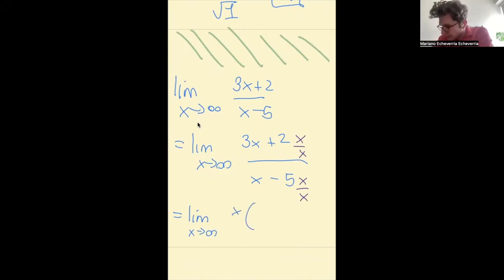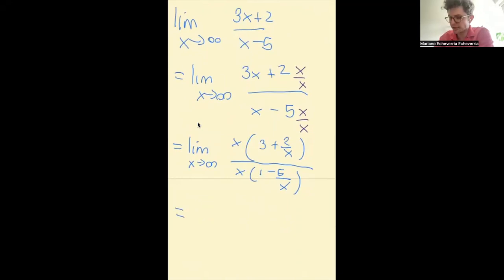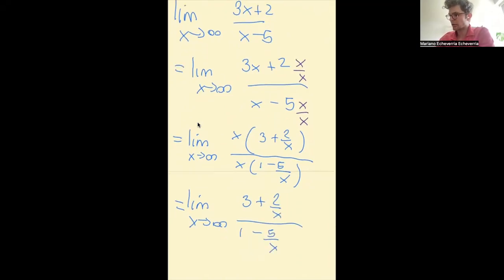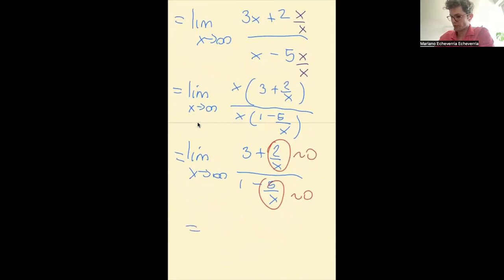You get an x, so you get 3 plus 2 over x, divided by x times 1 minus 5 over x. So the x's cancel. And again, hopefully it is more clear that this is like 0, and this is like 0 as x goes to infinity, so you just get 3 over 1, which is 3. Is that okay? Any questions about this?